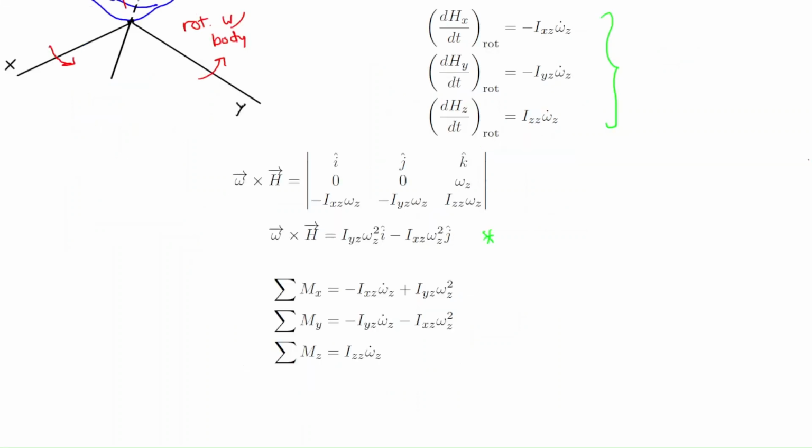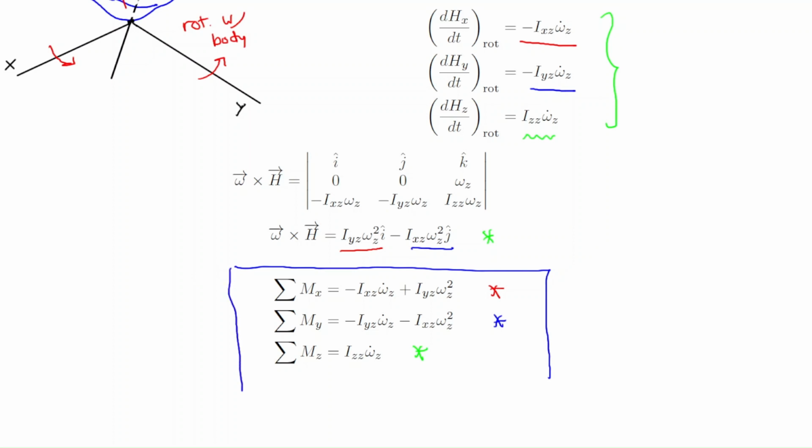Putting things all together, we have these moment equations. Just to sum up here, in the x direction, we have those two components. In the y direction, we have those two components. And then there's only one contributor in the z direction. Now, these are Euler's equations. They just happen to be applied to the special case of a fixed axis of rotation.